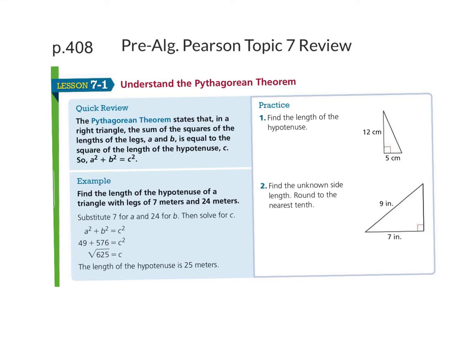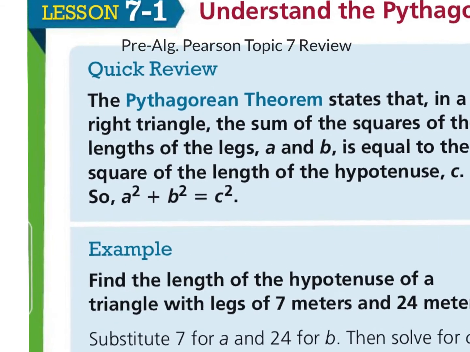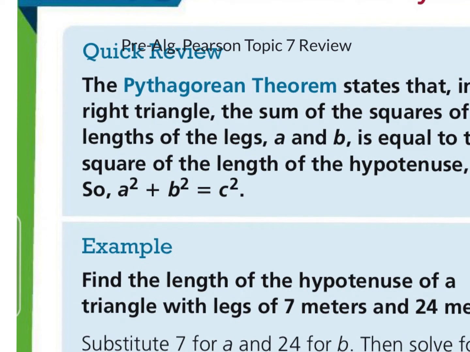Page 408, we're going to do some reviewing for topic 7. So lesson 7.1 was on understanding the Pythagorean theorem. The Pythagorean theorem again says that a squared plus b squared equals c squared, and that's for a right triangle where a and b are the legs of the triangle and c is the hypotenuse, which is the longest side.